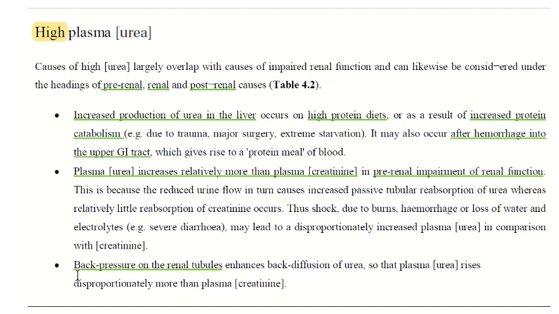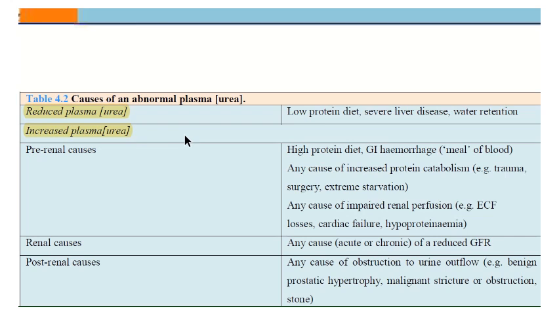والسبب الآخر back pressure on the renal tubules enhances back diffusion of urea so that the plasma urea concentration rises. This is disproportionately more than plasma creatinine concentration. وهذا table about the causes of an abnormal plasma urea concentration.